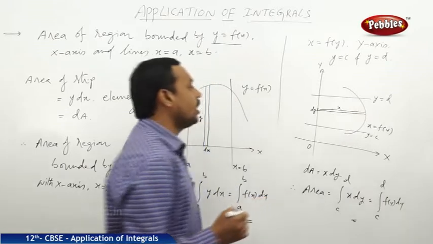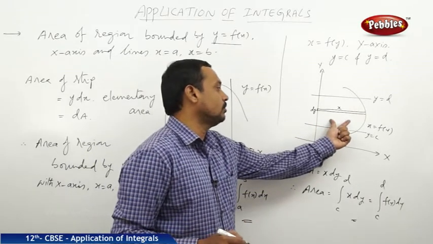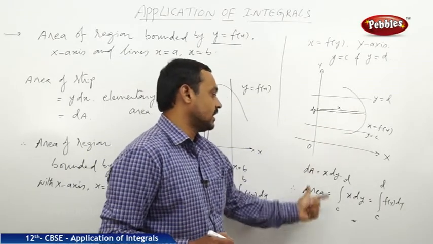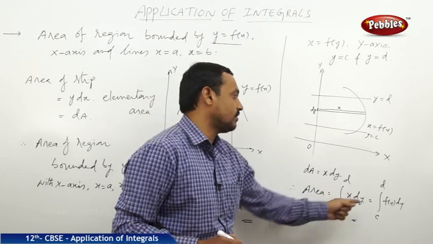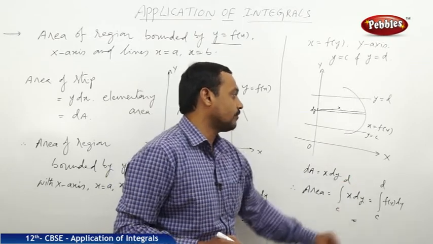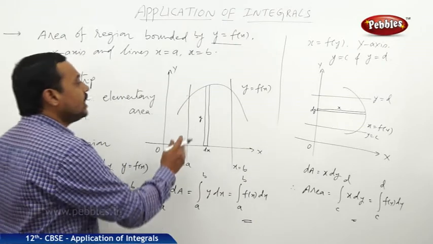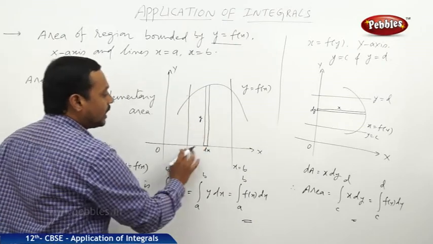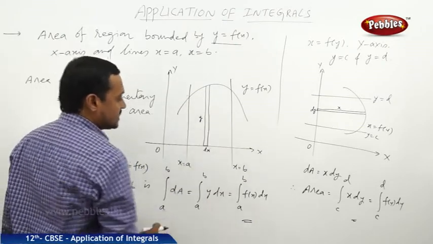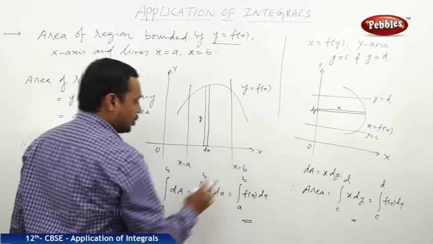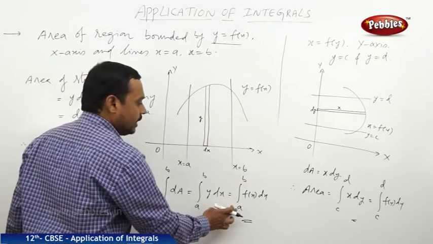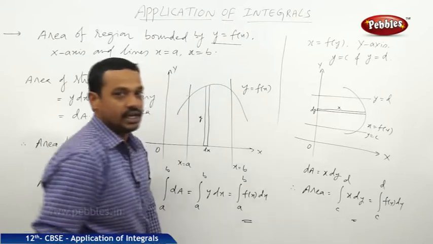Therefore, the area of the region bounded by the curve with respect to y-axis is integral c to d x dy or integral c to d f of y dy, and the area of the region bounded by the curve with x-axis between the limits x is equal to a and x is equal to b is given by integral a to b f of x dx.